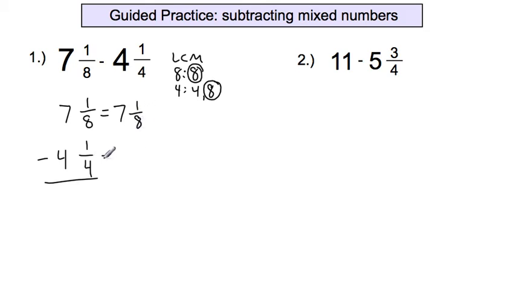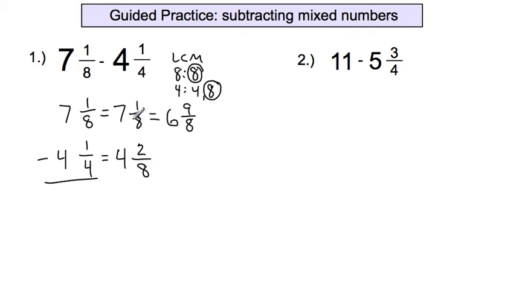So this one already has eighths, so it's 7 and 1/8. This one needs to convert to eighths, so I'm finding equivalent fractions now. 4 and 1/4 equals 4 and something over 8. And this is looking at the denominators. 4 times 2 equals 8. So I need to multiply the numerator by 2. Oh boy, now we have 1/8 minus 2/8. Don't have enough eighths, so I'm going to regroup this 7 and 1/8 into 6 and 9/8.